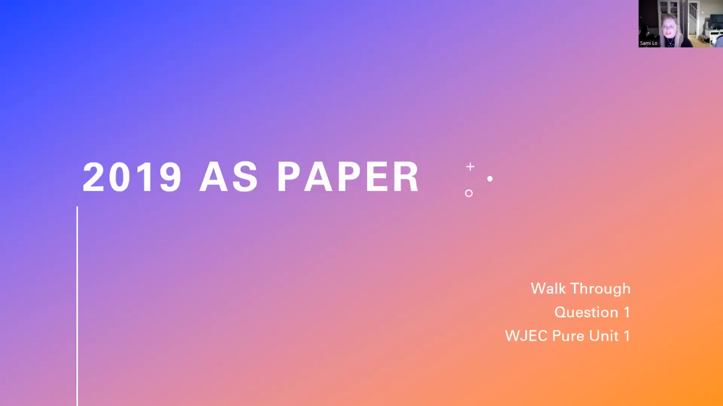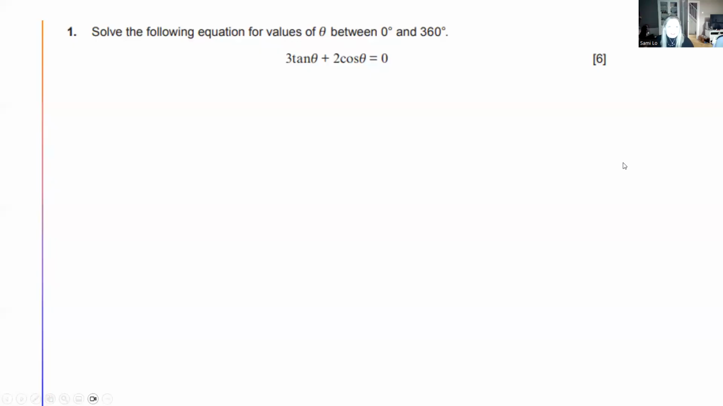This is the 2019 AS paper, and we're looking at Pure Unit 1, question 1. The question is about trig identities, and the main focus is that it says the values between 0 and 360, so that's another thing we need to focus on to make sure we have the values correct. Basically, we've got tan and cos at the moment, which we can't work with, so we have to manipulate that.